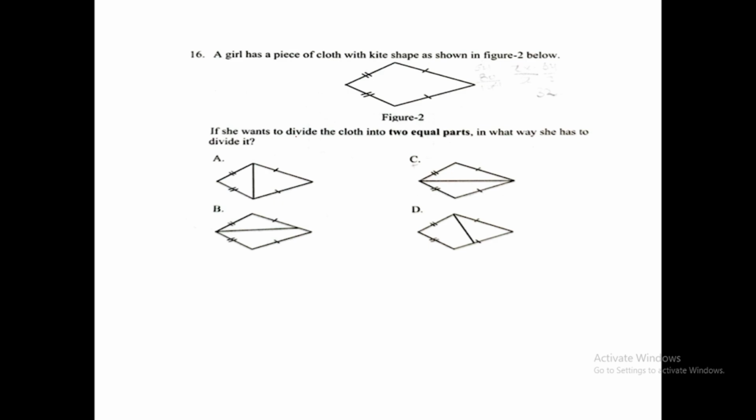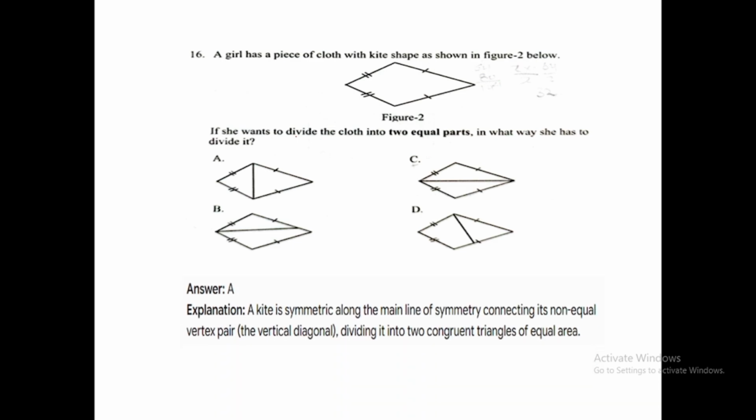Question number 16. A girl has a piece of cloth with a kite shape as shown in figure 2 below. If she wants to divide the cloth into two equal parts, in what way does she have to divide it? The answer is A. A kite is symmetric along the main line of symmetry connecting its non-equal vertex pair, which is a vertical diagonal, dividing it into two congruent triangles of equal area.